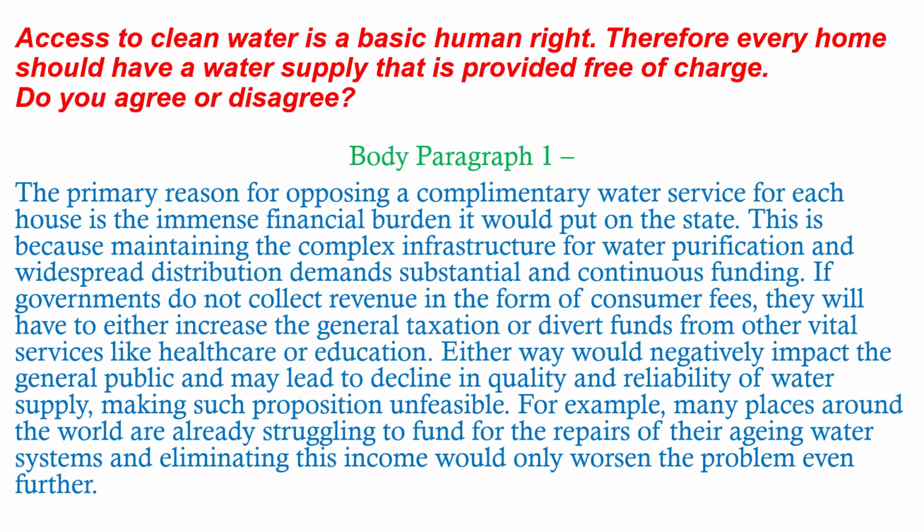Now what we will do is we will give an example to wrap up the paragraph. For example, many places around the world are already struggling to fund the repairs of their aging water systems, and eliminating this income would only worsen the problem even further. So we wrap up the paragraph with an example, and the example is a proof of our main idea. We are saying that in many places it is already happening. Government is already struggling, and if this continues it will only worsen the problem even further. Clear? Now moving on to the second body paragraph.